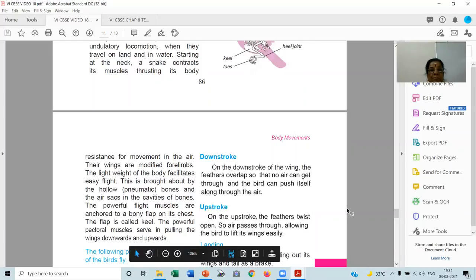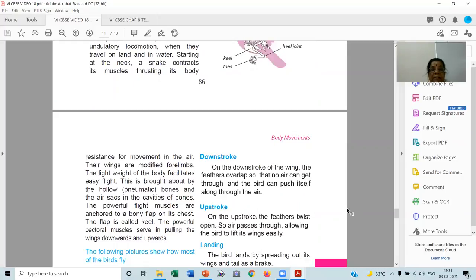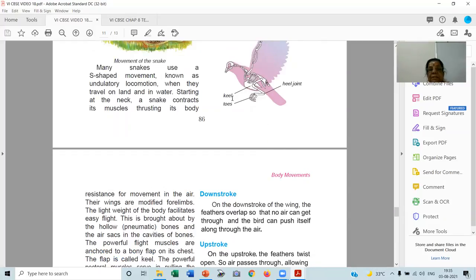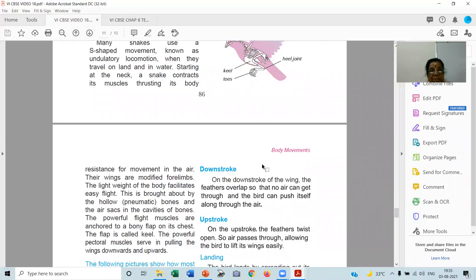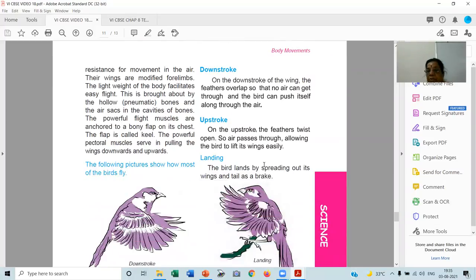Their wings are modified forelimbs. The light weight of the body facilitates easy flight. This is brought about by hollow bones, that is called pneumatic bones, and the air sacs in the cavity of the bones. And powerful flight muscles are anchored to a bony flap on its chest. The flap is called keel. Then the powerful pectoral muscles serve in pulling the wings downward and upward.